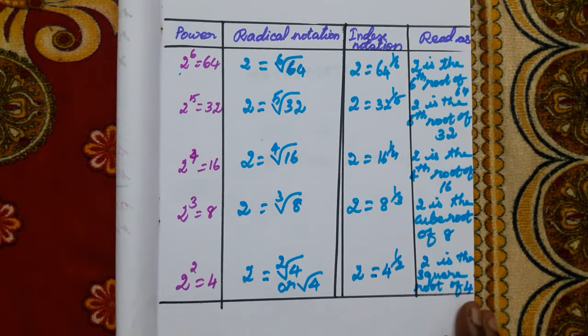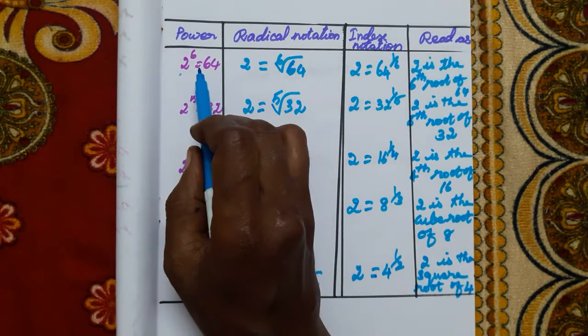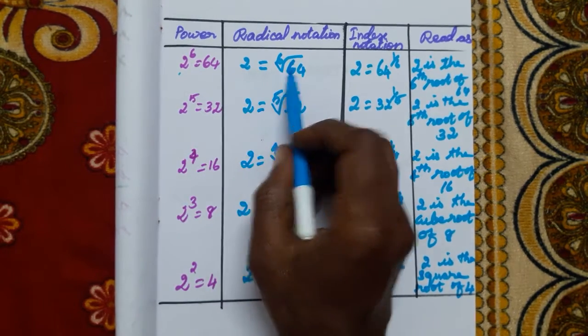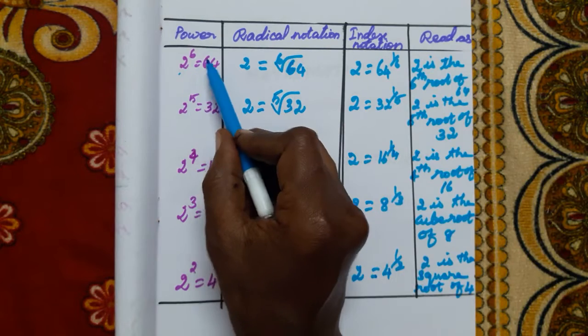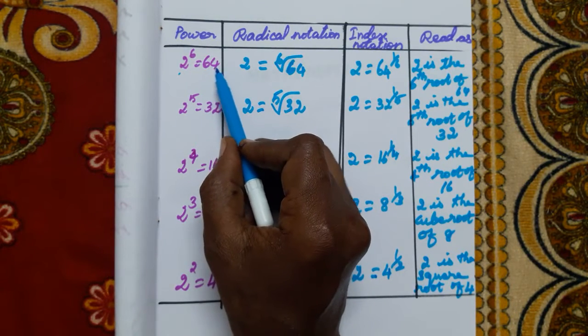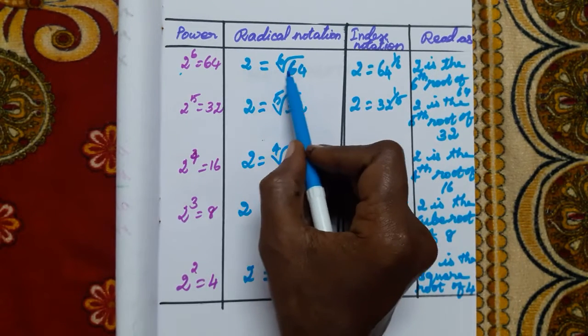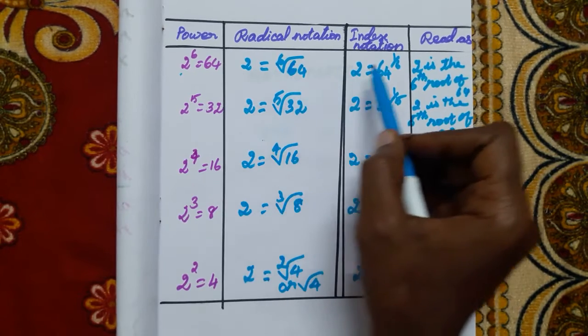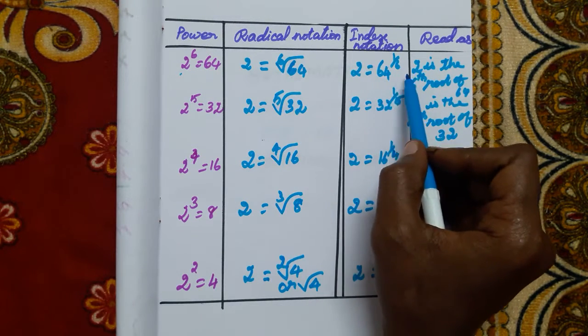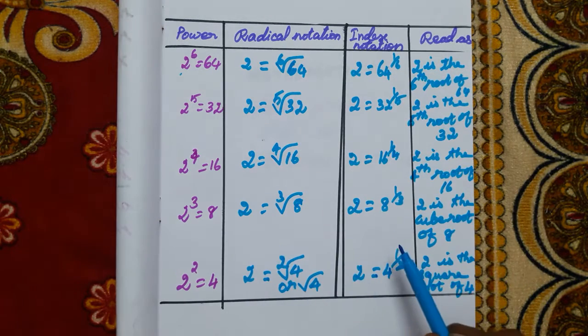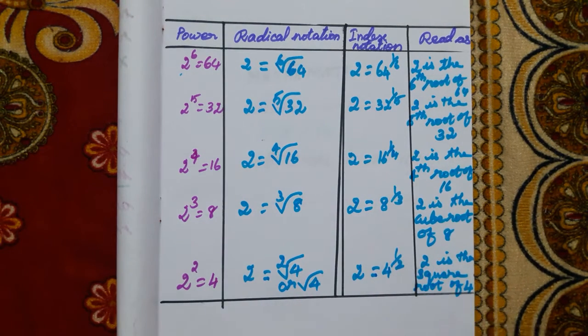Can you understand this? This is the power. Next, radical notation and index notation: how do we read that? 2 power 6 is equal to 64 means 2 is equal to 6th root of 64. Index notation: 2 is equal to 64 power 1 by 6. Have you understood this? Okay.